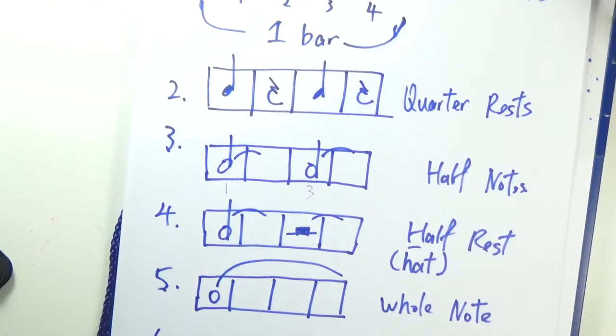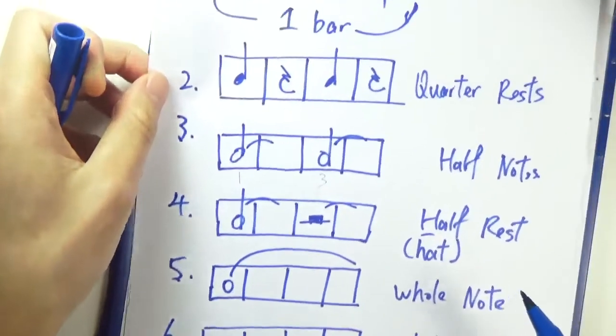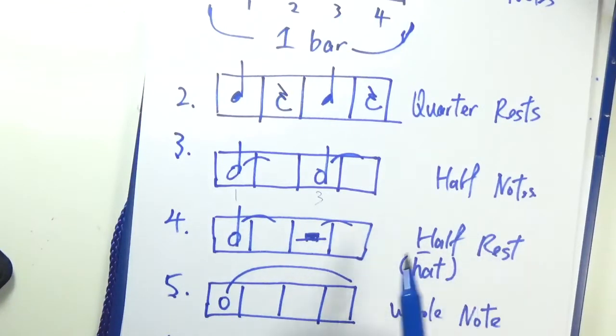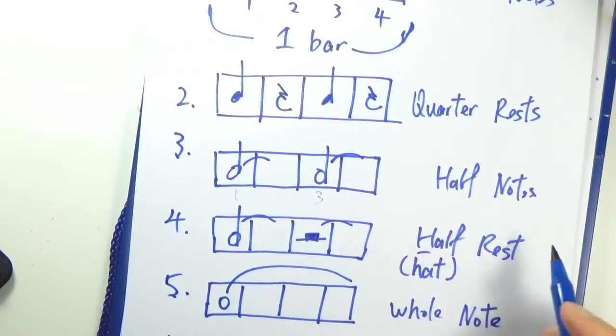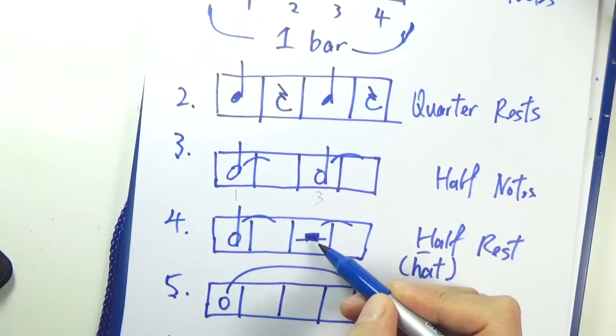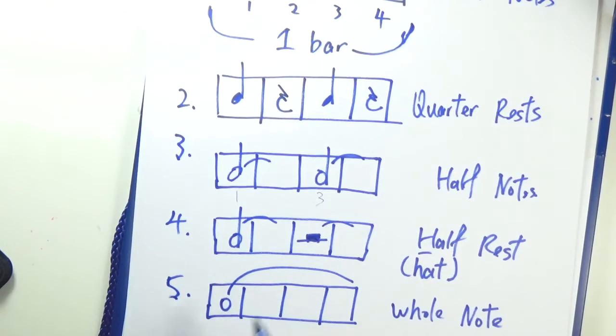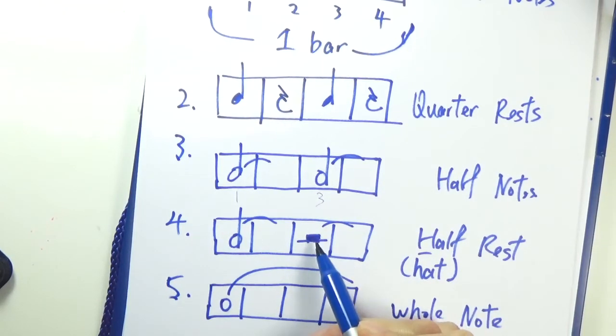For example 4, you can also have half rests. When I was first introduced to the half rest, I was kind of confused because I was always mixing this one up with this one. So I finally figured out a way. Half hat. It does look like a hat, right? So whenever you look at this one, it's a hat. You get a half rest.